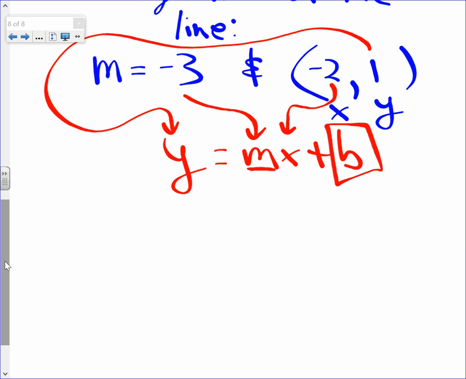So wherever I see y, I'm replacing it with 1. You with me, Rodriguez? Wherever I see m, I'm replacing it with negative 3. X with negative 2. We're rocking and rolling. Plus b.